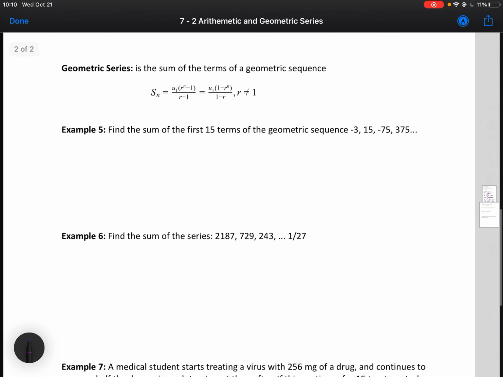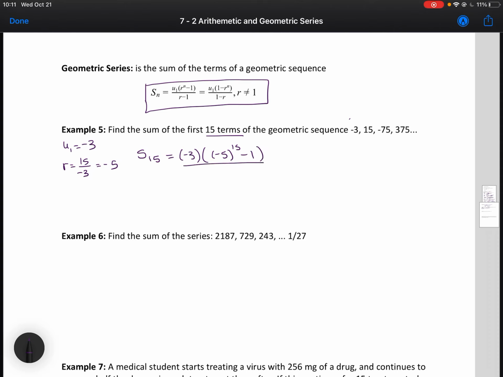And I also need to know what R is. Remember, I can figure that out just by dividing two terms, second divided by the first, which is going to give me an R value of minus 5. My next step is going to be to substitute it into the equation. Minus 3 times (minus 5 to the n, which in this case is 15, take away 1), all over minus 5 minus 1. Plugging that into your calculator, you are going to get a huge number, minus 1.53 times 10 to the 10, as your sum of the first 15 terms.